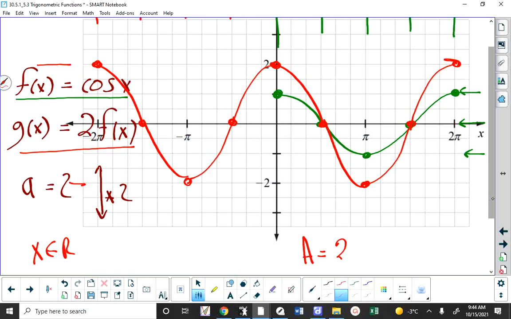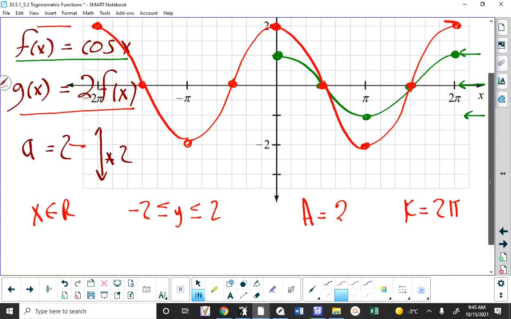Because the amplitude of cosine of x is a vertical distance from the middle to the top. And 2 cos of x is stretching it by a factor of 2. The period is still 2 pi. And what will the range be? It will be negative 2 is less than or equal to y, which is less than or equal to 2. I'll throw this out here, and I'm going to ask you to think about it.